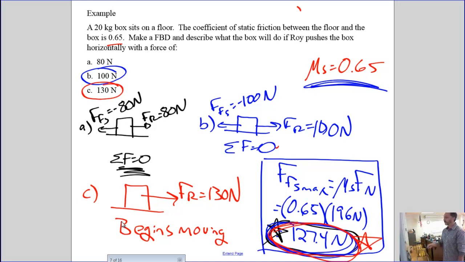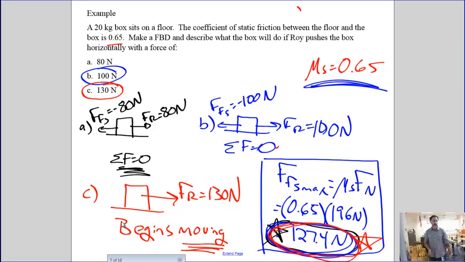To finish this problem, we actually have to learn about kinetic friction, because now the box is actually sliding, and so we need to deal with kinetic friction. We'll do that in a minute. So we actually can't finish part C yet. All we can say at this point is that it'll move and it'll accelerate.